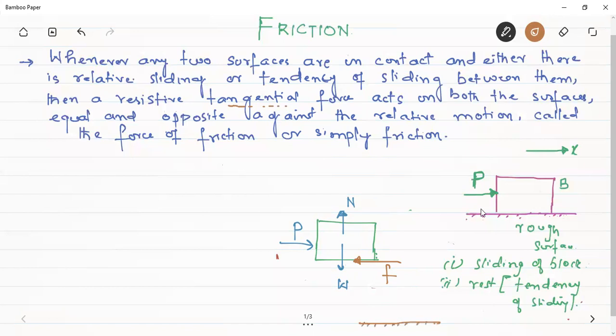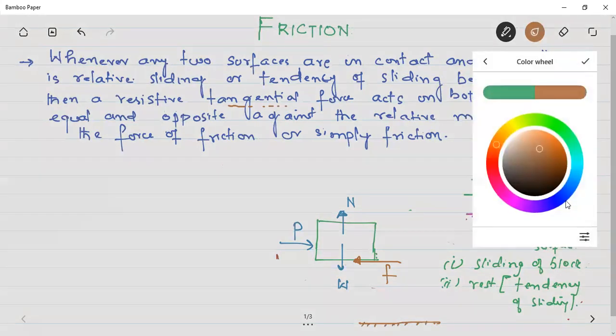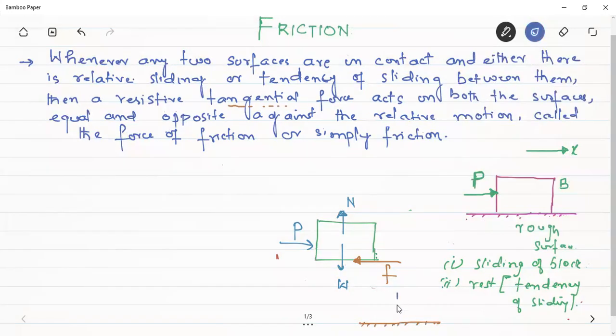Let me draw the free body diagram of the rough surface here, of the ground. Therefore, the forces on this will be a normal reaction which will be exerted by the block on this ground. This is the normal reaction exerted by the ground on the block, and this is the normal reaction exerted by the block on the ground, and they will be equal and opposite. And the friction force again is equal and opposite because it is acting on both the surfaces in contact. The lower surface of the block was in contact with the ground.